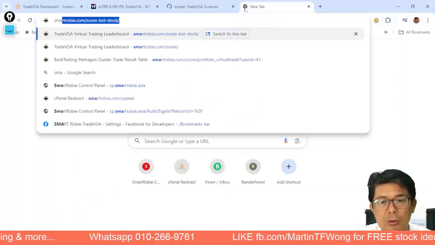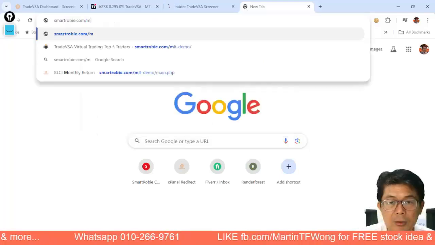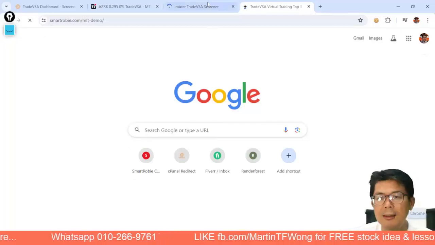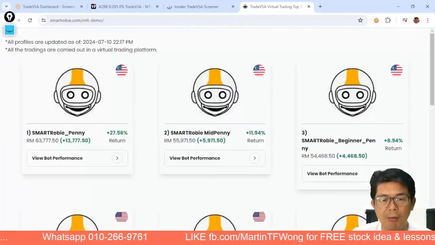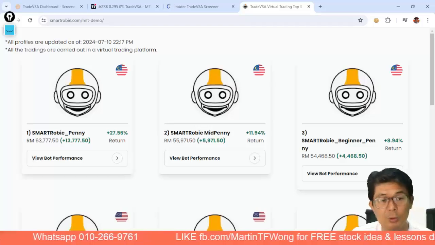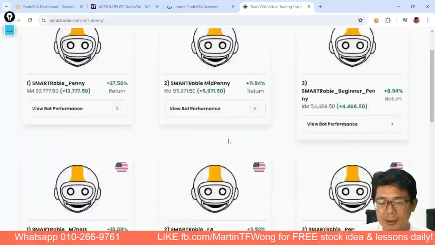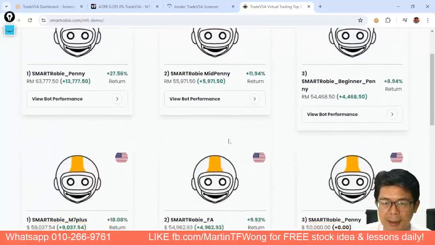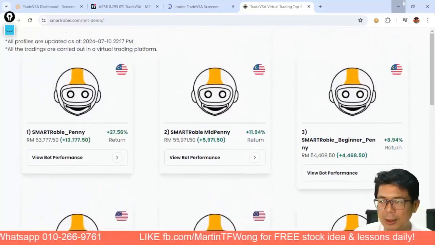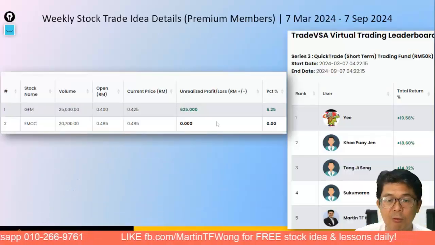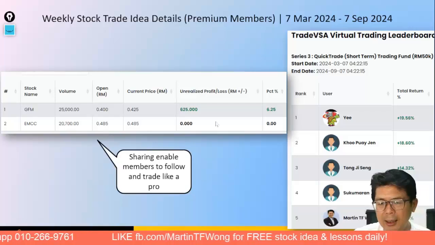If you want, you can go over to this website here called MLT Demo, right, which we actually showcase to the public. And you can see our SmartRobie penny, which we are doing forward testing, right? Performing quite well, 27% in that manner. Okay, mid penny stocks also in here. So that's using the Pony Express testing forward with our Pentagon Guider, right?